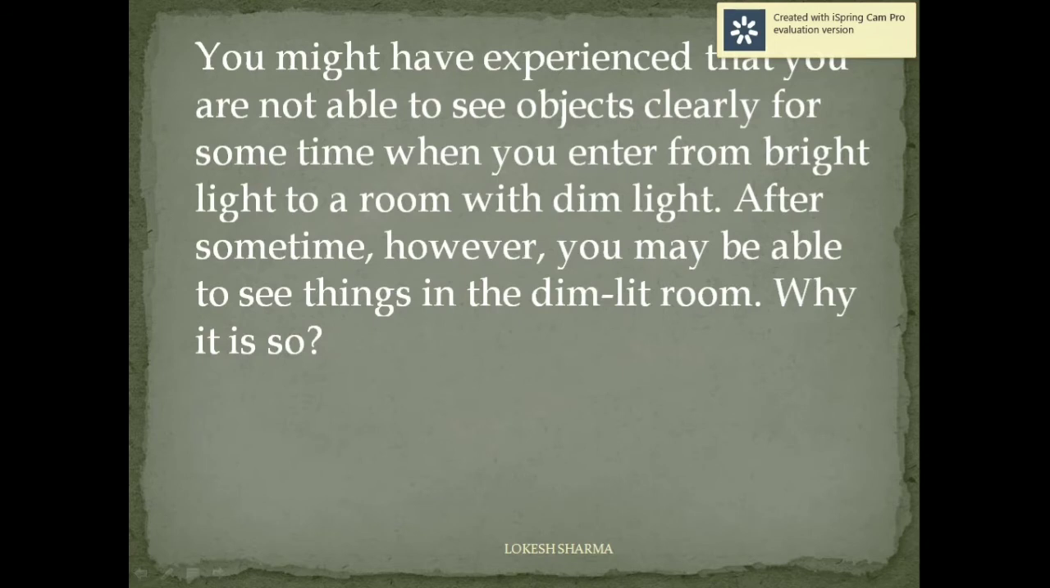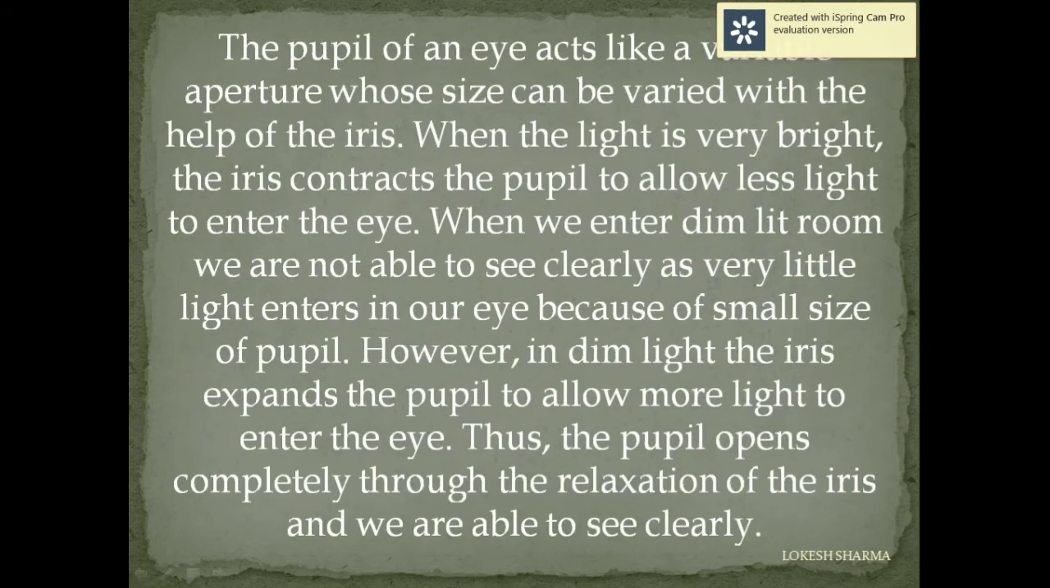After some time, however, you may be able to see things in the dim lit room. Why is it so? The pupil of the eye acts like a variable aperture whose size can be varied with the help of the iris. When the light is very bright, the iris contracts the pupil to allow less light to enter the eye.